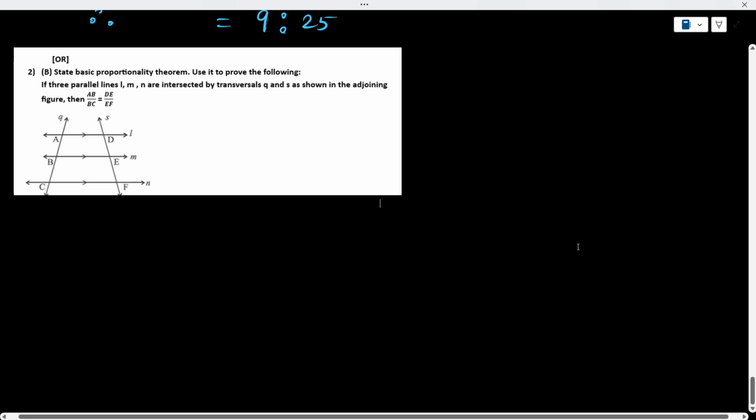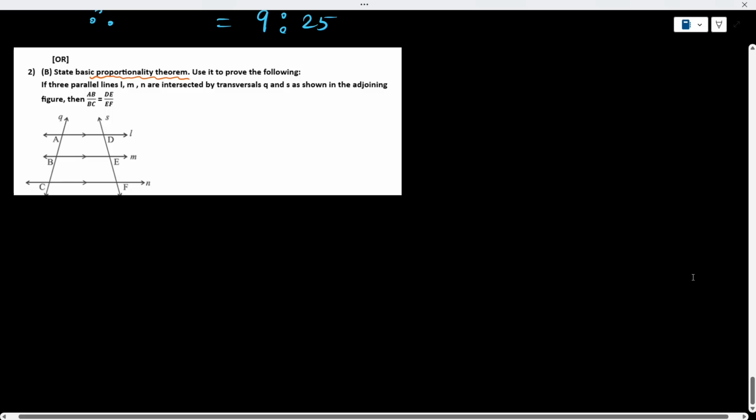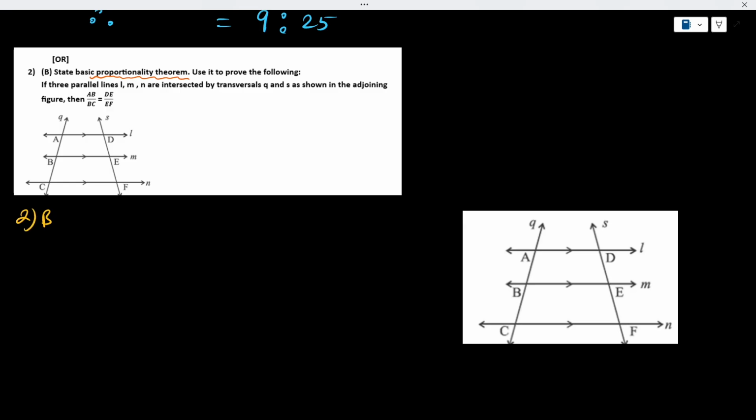Let us see how we solve this. It's written here, state the basic proportionality theorem. It's the BPT theorem, asking you to state it. So you are just going to write down the statement, which carries 1 mark, and the other 4 marks will be for proving this. In the first part, the second question, B bit, they are asking for BPT, the basic proportionality theorem.